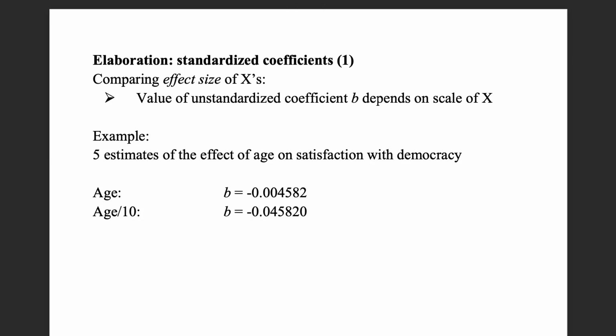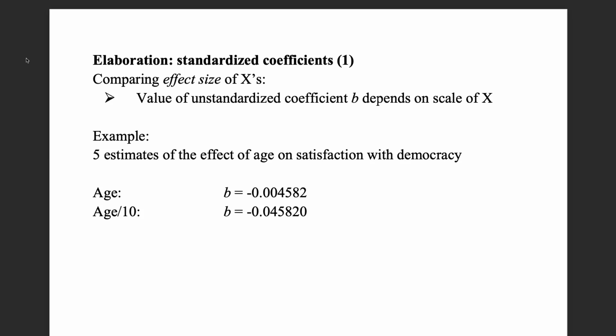Okay, if you figured this out, you are really, really smart. That's great. Don't worry if you didn't. But this is what I found. I found a regression coefficient of minus 0.045820. And now notice that the difference between the coefficient for age and the coefficient for age divided by 10 is basically where the 0 is. Basically what we have here is a regression coefficient that's the original coefficient multiplied by 10.